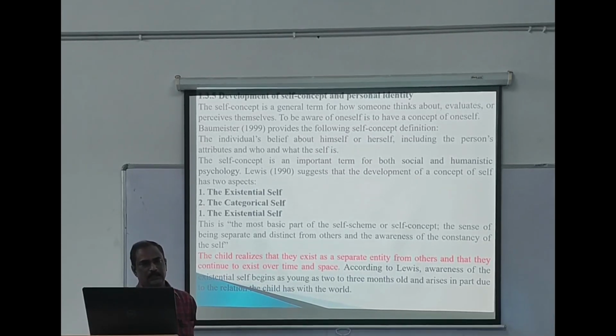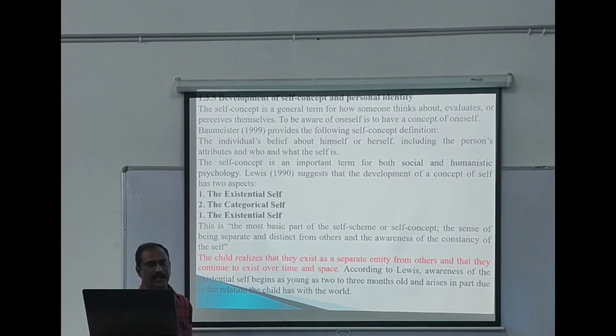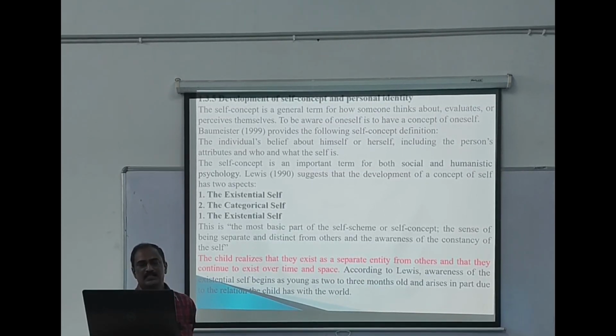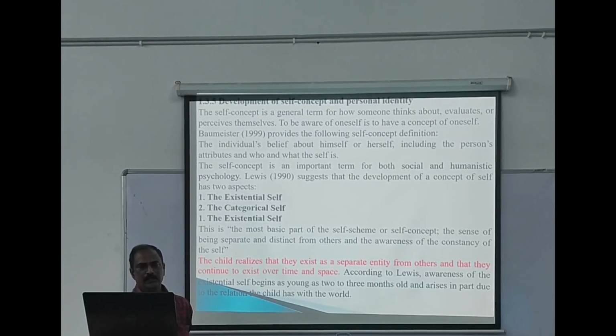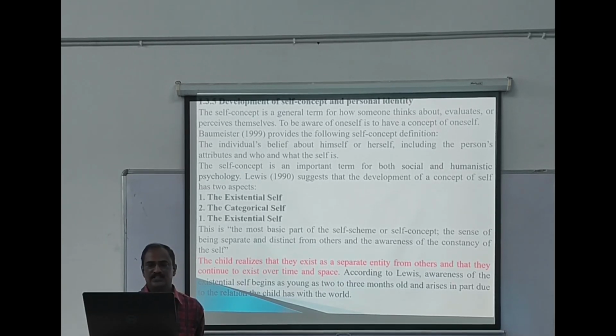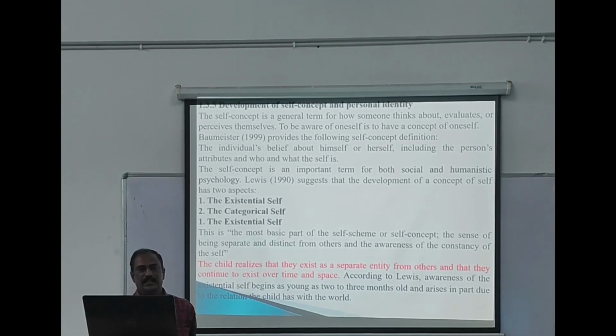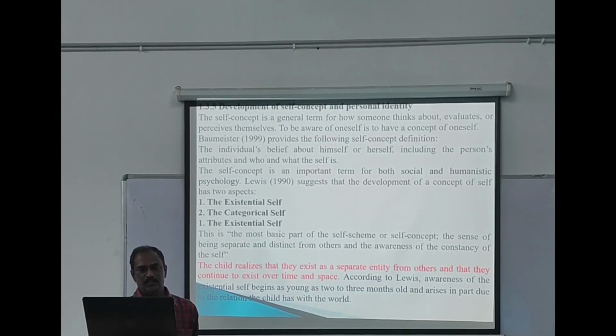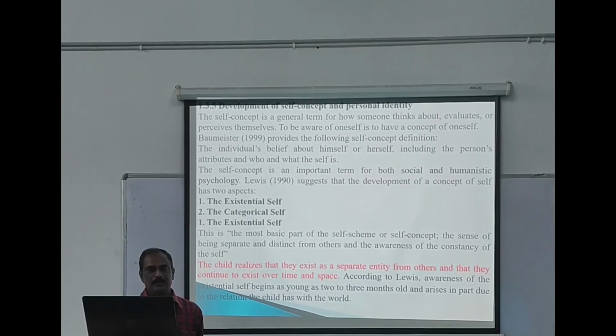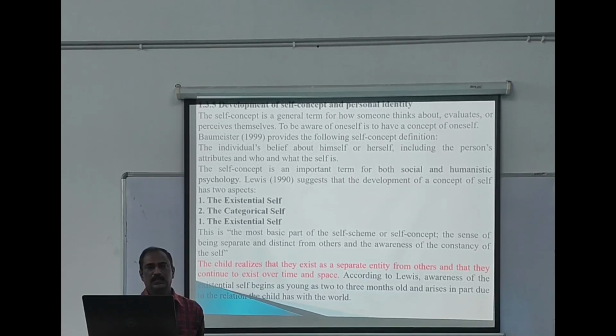So Lawrence Kohlberg was born on October 25th, 1927, and he died on January 19th, 1987. He was an American psychologist, best known for his theory of stages of moral development. Kohlberg's theory of moral development is one of the most important theories in the field of human psychology. Generally we write 1927 to 1987, that is his lifespan.